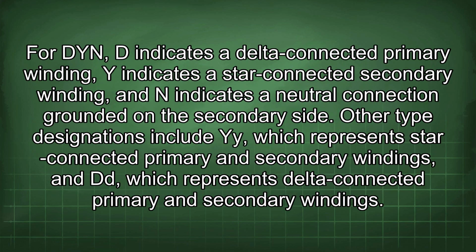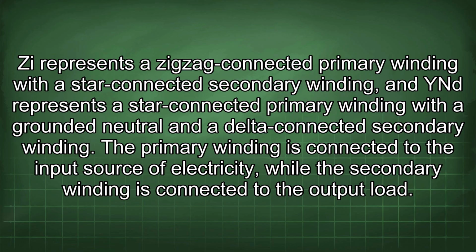For DYN, D indicates a delta-connected primary winding, Y indicates a star-connected secondary winding, and N indicates a neutral connection grounded on the secondary side. Other type designations include GI, which represents star-connected primary and secondary windings, and DD, which represents delta-connected primary and secondary windings. Psi represents a zigzag-connected primary winding with a star-connected secondary winding, and INT represents a star-connected primary winding with a grounded neutral and a delta-connected secondary winding.